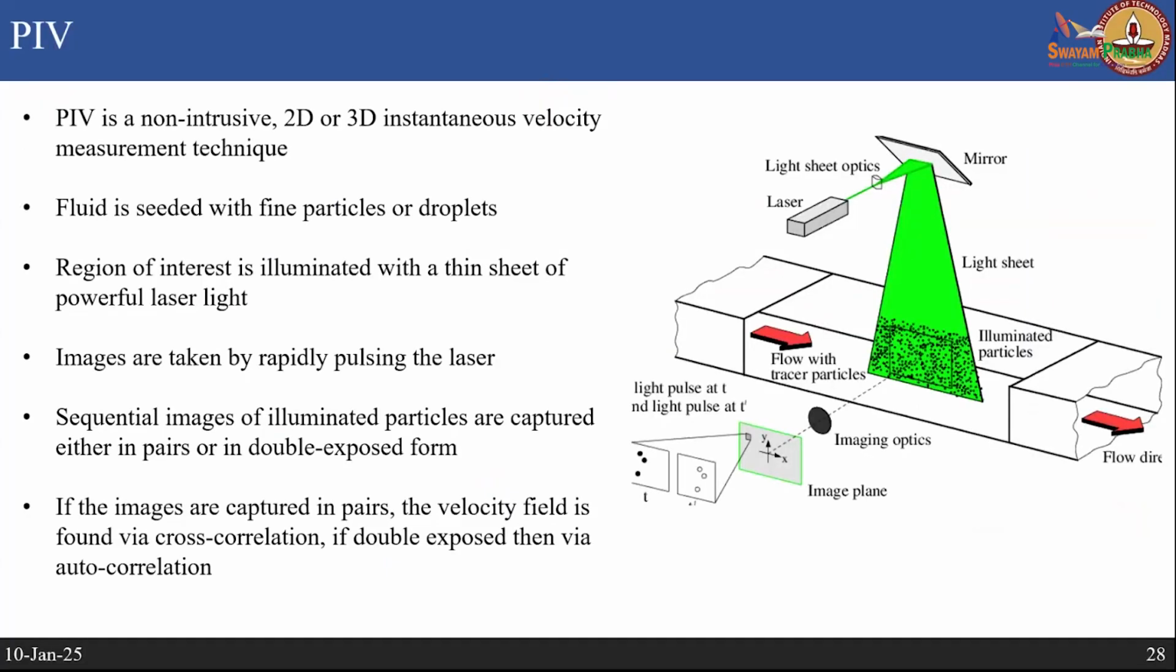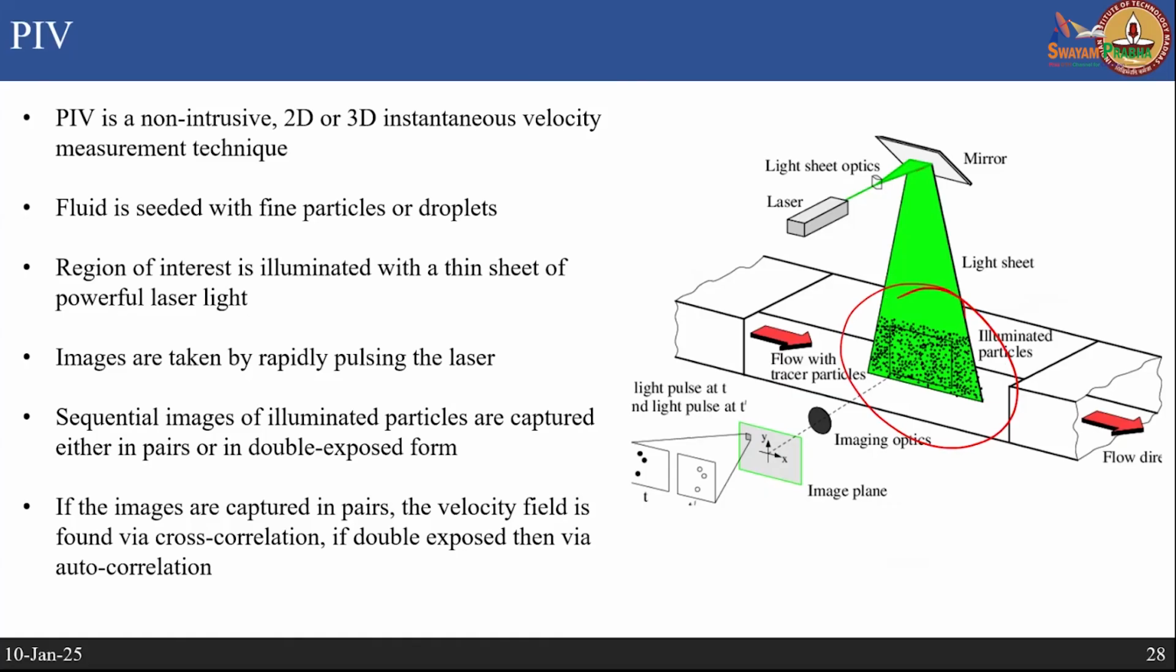And then PIV, I think most of you know, because here also we use a laser sheet. At any plane where you want to measure the velocity, we make the laser into a sheet using a mirror, and this sheet illuminates a particular plane. And then how do we use PIV here?